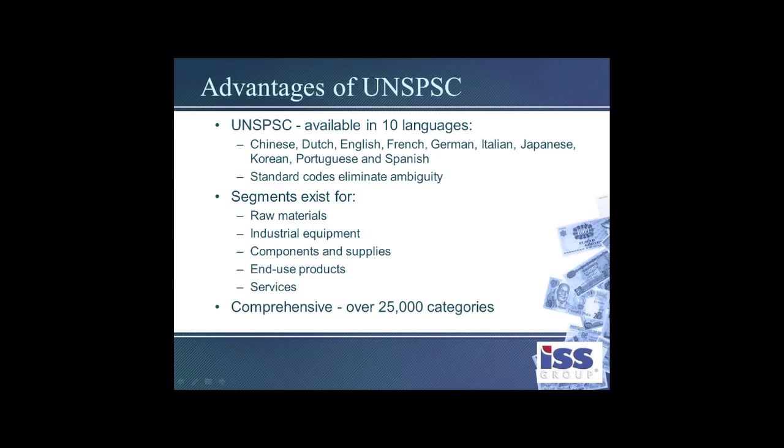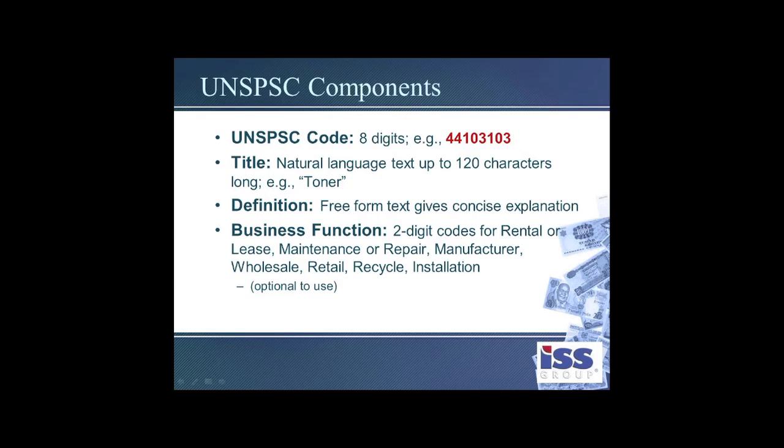Within this, there are segments for raw materials and industrial equipment, all the components and supplies you buy, and of course the end-use products, and even the services that wrap around that. That means that there are over 25,000 categories to allow you to really drill down and capture the specific data, and yet roll that up in ways that allows you to manage it.